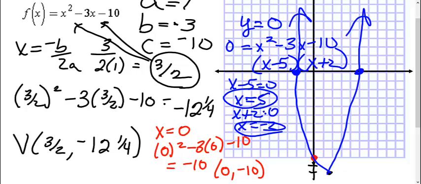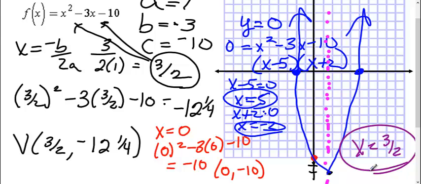Now your axis of symmetry is always a straight line that goes through your vertex. So my axis of symmetry is located right there, which goes through the x-axis at 3/2. So my axis of symmetry is x equals 3/2.